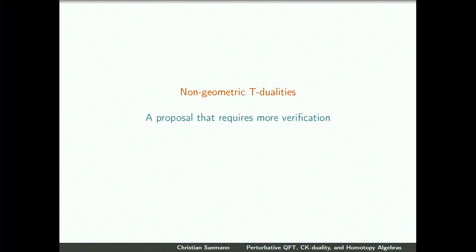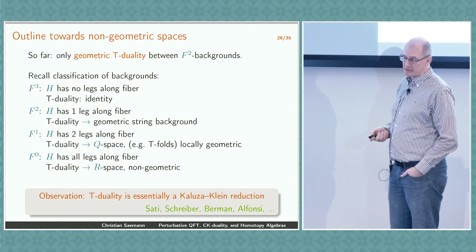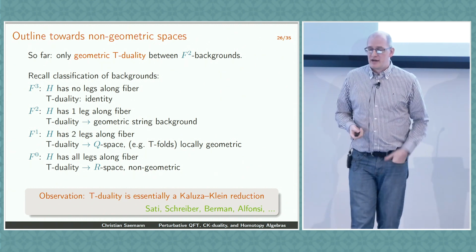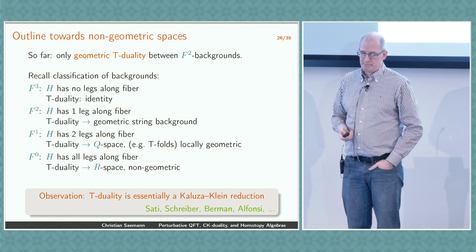And now I have to say, this is a proposal, right? This has not been verified. It matches the construction of Nikolaus-Waldorf in the topological case. And we can reproduce examples, but beyond that, it hasn't been verified, right? So that's a proposal. So far, we had only geometric T-dualities between F2 backgrounds.